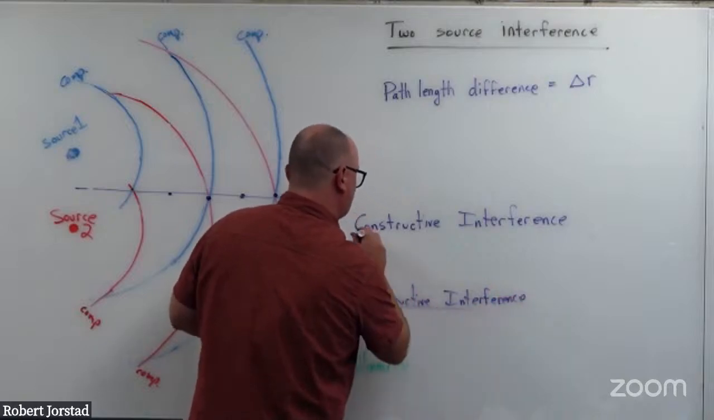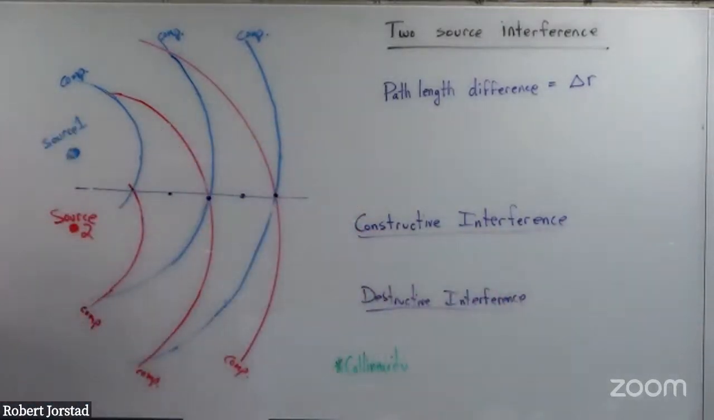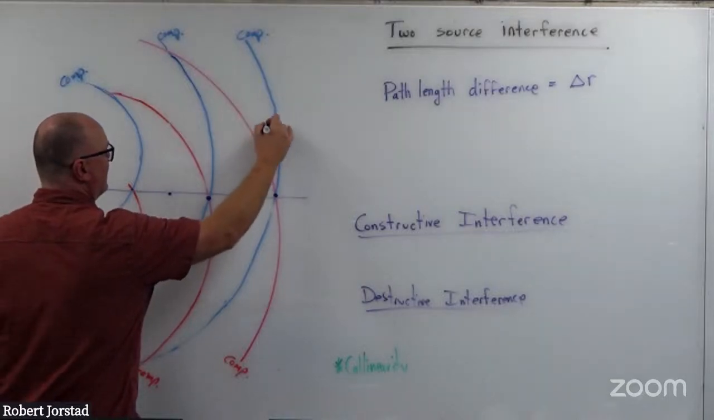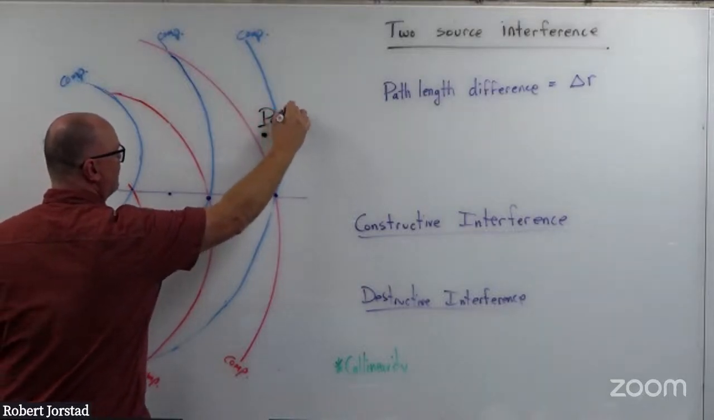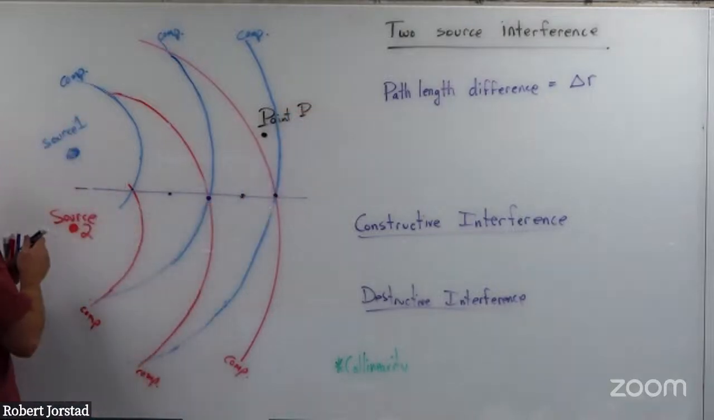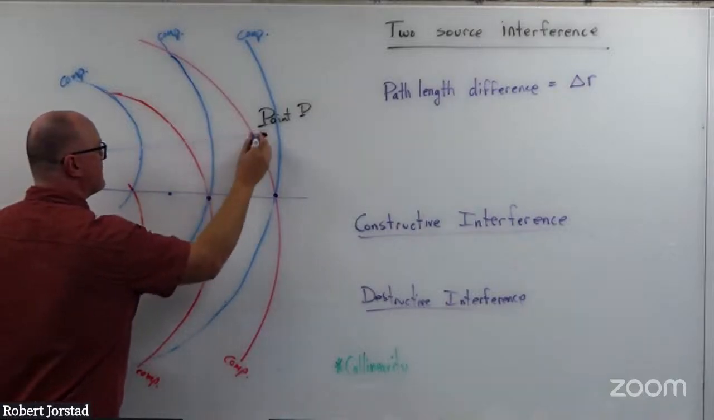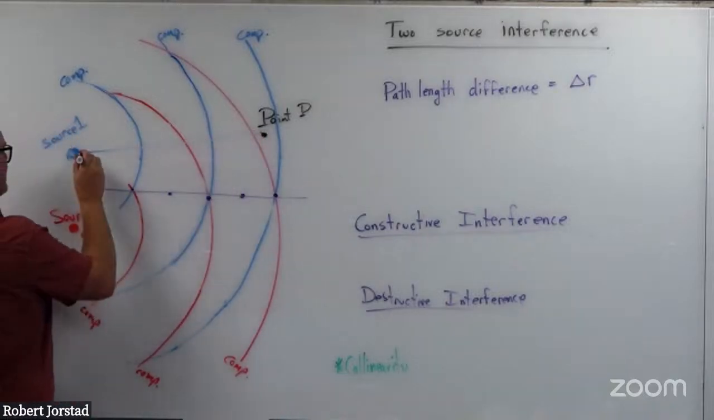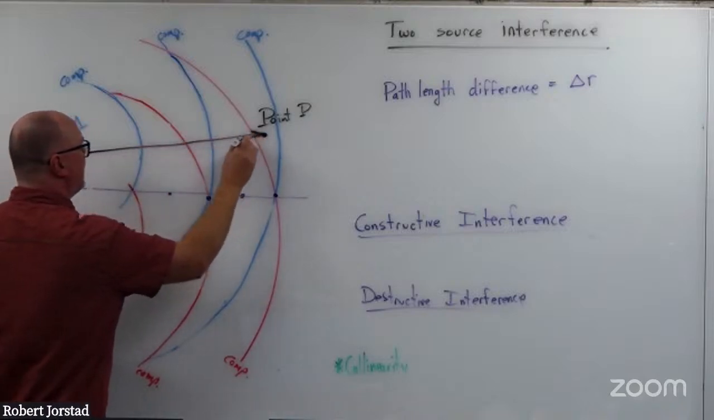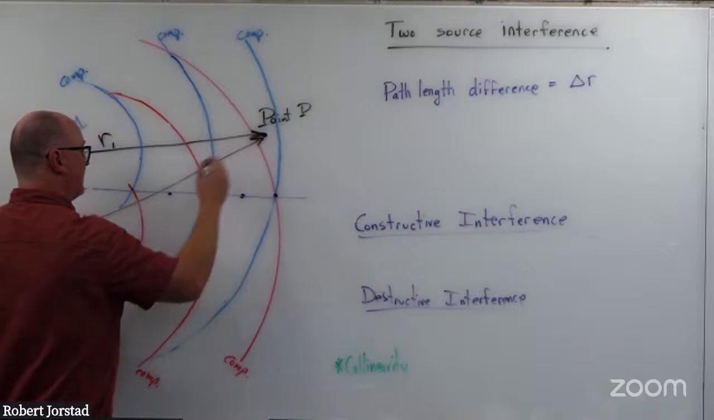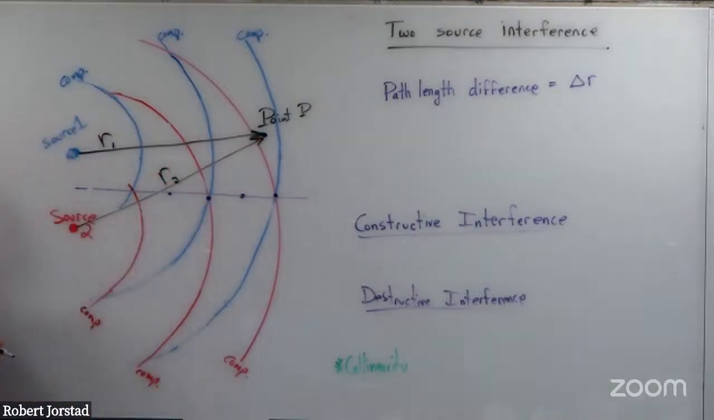So the question is, is there a general way we could talk about this? There is. Let's pick an arbitrary point here. How about just right here? We'll call this the point P. There's going to be some distance from source 1. You know what? I'm going to do this in black just so it shows up. I'll call that ray 1 or distance 1. There's also some distance here. We'll call that R2, distance 2.